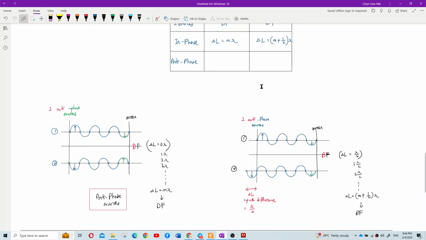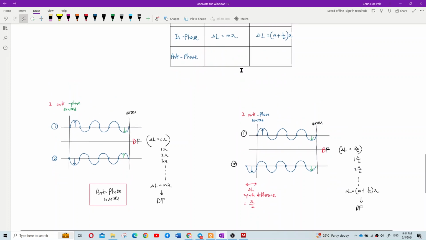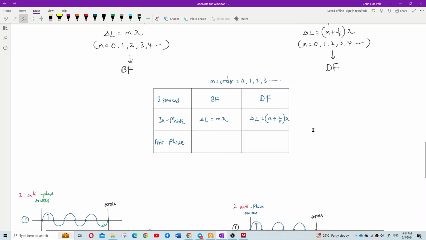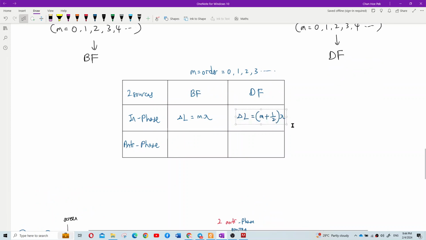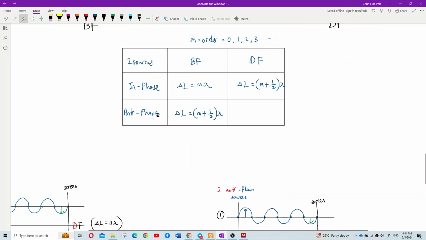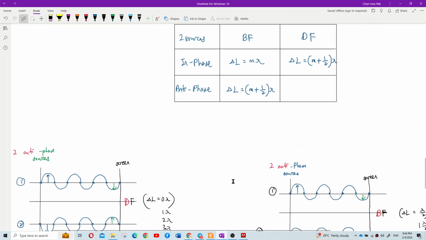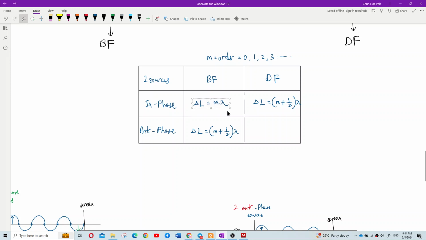For anti-phase. So anti-phase, kita boleh simpulkan di sini. Kalau anti-phase, bright fringe punya formula ialah m plus half lambda. That means yang dulu dark fringe punya formula sudah jadi bright fringe punya formula. And then anti-phase punya dark fringe ialah M lambda. See that? Produce.